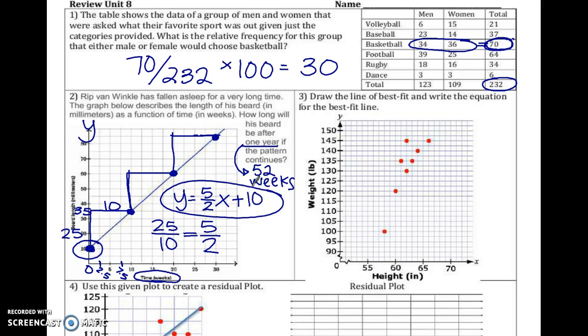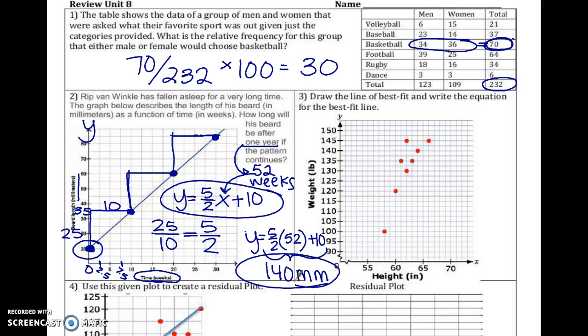So now we're able to plug in any amount of weeks and know how long his beard is going to be. So in this case, if it's 52, we're going to plug in 52. y equals 5/2 times 52 plus 10. So that'll give us, after 1 year, how long the beard will be. And if you plug that in there, you get 140 millimeters, because everything over here is in millimeters. So that is the length of his beard after 1 year.